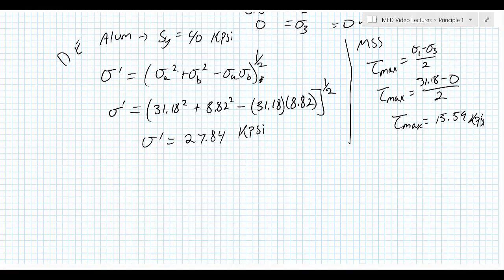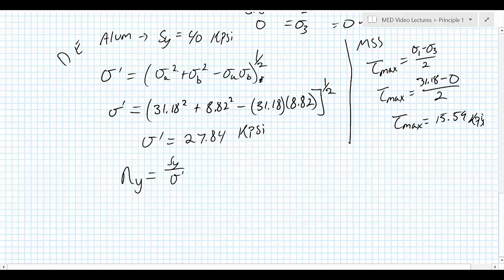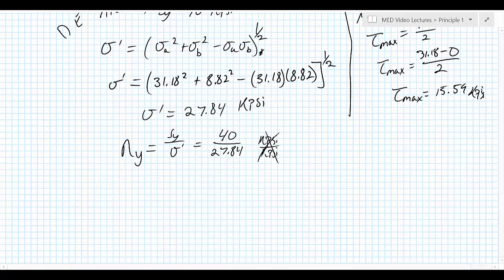So under distortion energy, we would say that the factor of safety against yielding is the yield strength over the stress that we're at, or in our case 40 kpsi divided by about 28 kpsi. Kpsi over kpsi. Factors of safety should always not have units. So that means our factor of safety against yielding, according to distortion energy, is 1.4.